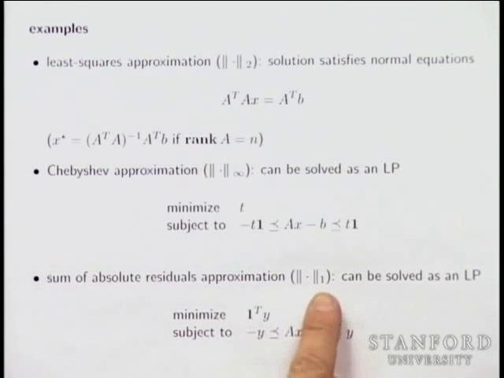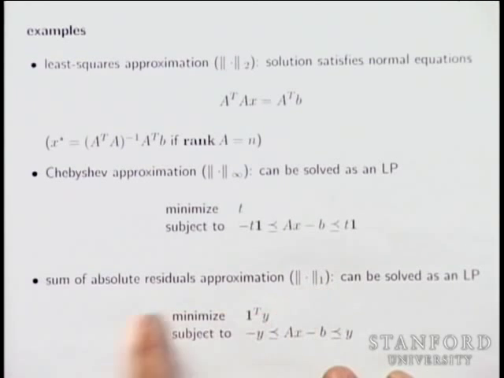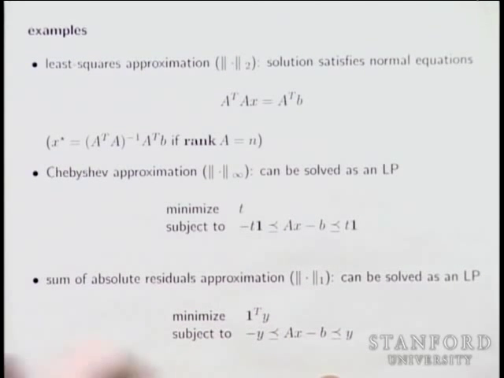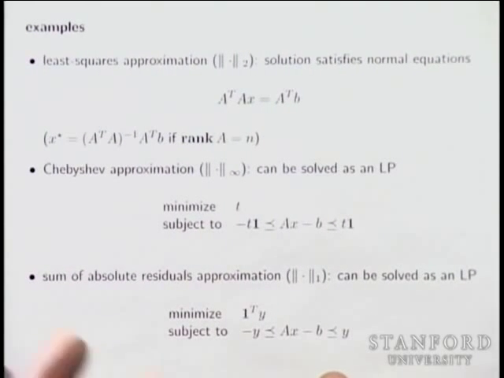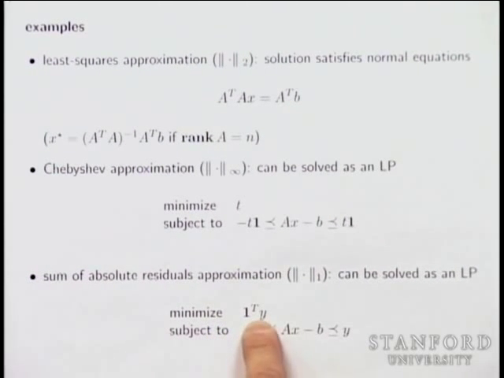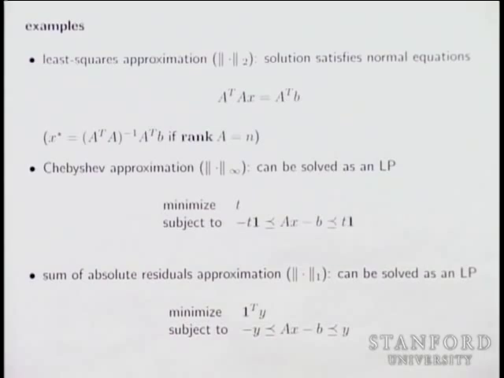Another possible norm at the other extreme would be the one norm. In the one norm, you minimize the sum of the absolute residuals, and that can be solved again as an LP. Here, you introduce a full set of m separate new variables, and you solve this linear program.